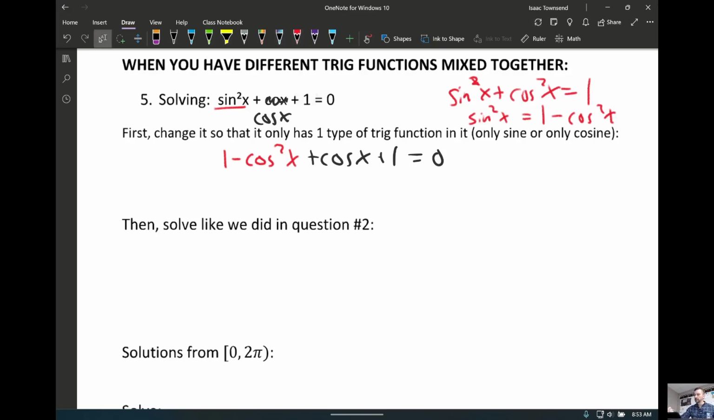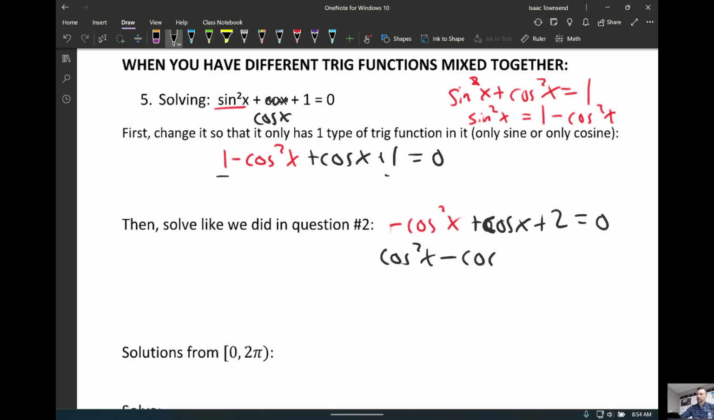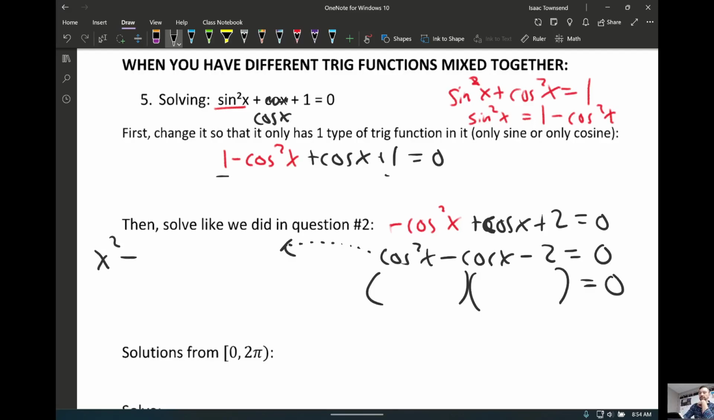We could get everything on one side set equal to 0. That's kind of already done. We could combine the 1 and the 1 to get 2. And this is optional, but I think most people would like to multiply everything by a -1 just to make that a value be 1. And then we should be able to solve this with factoring. Now, if this intimidates you, you can sidebar over here for a second, and everywhere there's a cosine, just replace it with an x.